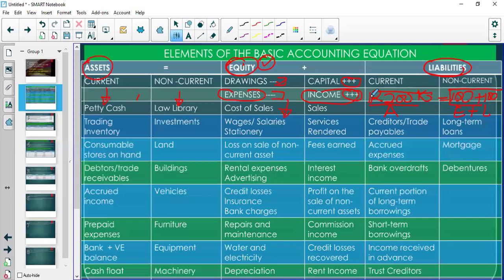The focus of this discussion is on identifying transactions. Then we need to identify the effect of those transactions on the basic accounting equation, or their effect on assets, equity, and liabilities. So we're going to demonstrate that to you in this particular discussion. So this is what we're going to do.